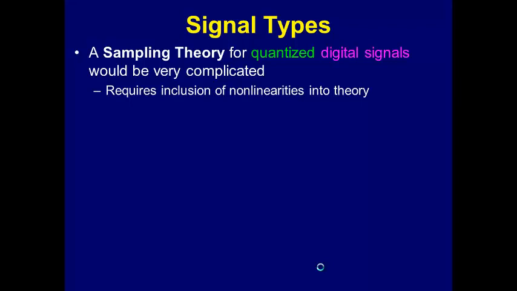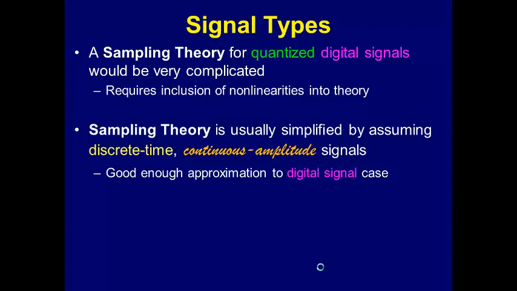If we wanted to include that quantization stuff, well, it gets really complicated. That's a nonlinear statistical kind of thing. And so pretty much every textbook, at least the first to take its sampling theory, ignores that fact. It says, well, we're going to talk about discrete time signals, and we're going to assume they have continuous amplitude. That gives us a good enough approximation of the digital case. And in those extreme cases, if you're doing hi-fi audio or whatever, well, then we'll pull out the more complicated models. But for most applications, we have enough resolution in our AD converters that this isn't going to be an issue.